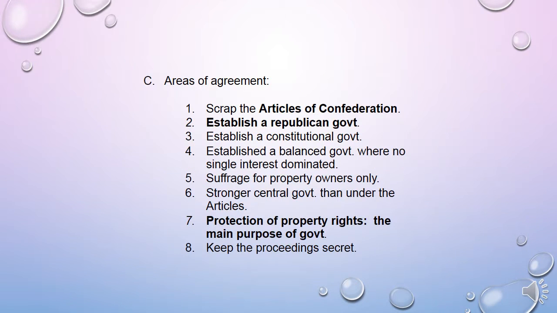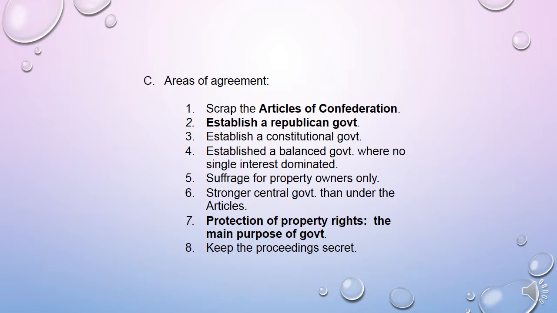So we get to the Constitution. Areas of agreement, things they all said, okay, here's what we need to do. We need to scrap the Articles of Confederation. They're not working, as we talked about earlier. Make sure you refer back to that list of why those things caused the Articles not to work. And they establish a republican government, a constitutional government, with electorates. We talked about both those things already, right? You need a good, strong constitution, and you need elected representatives.